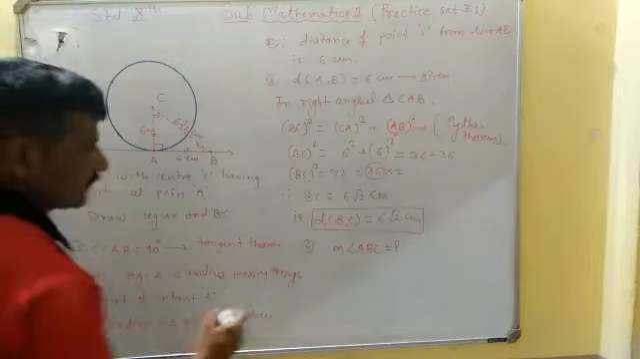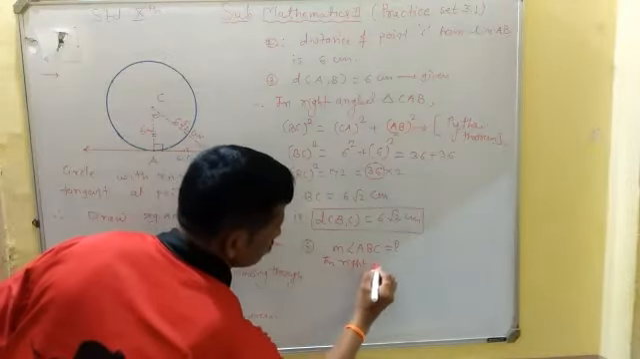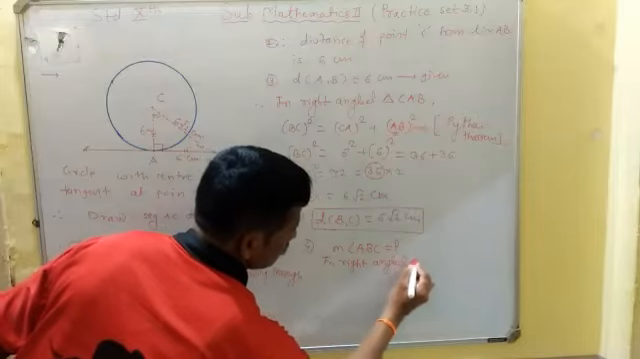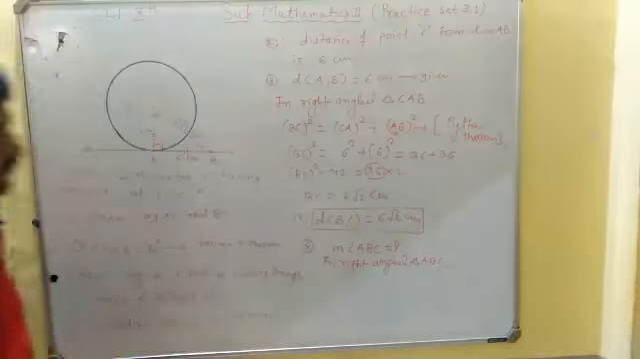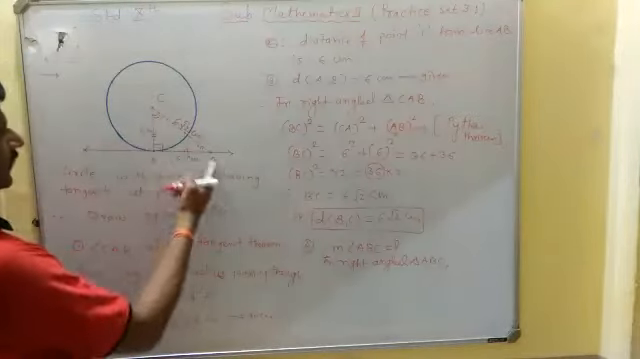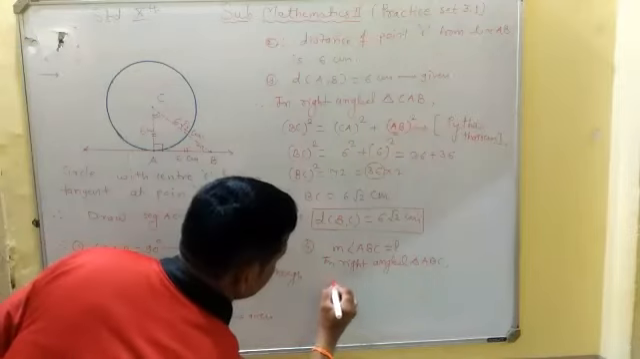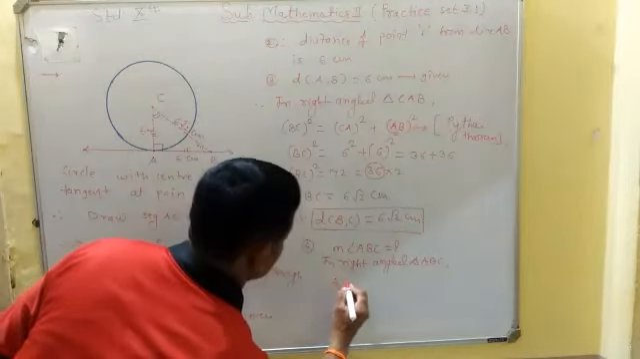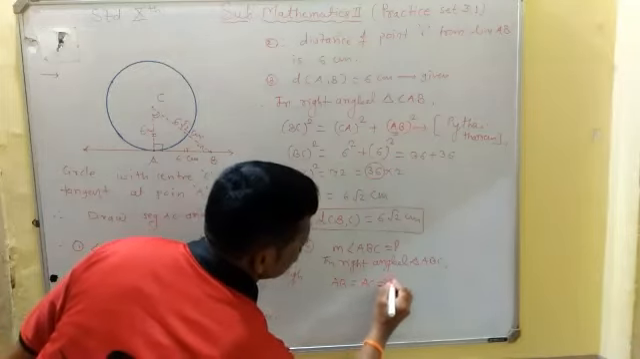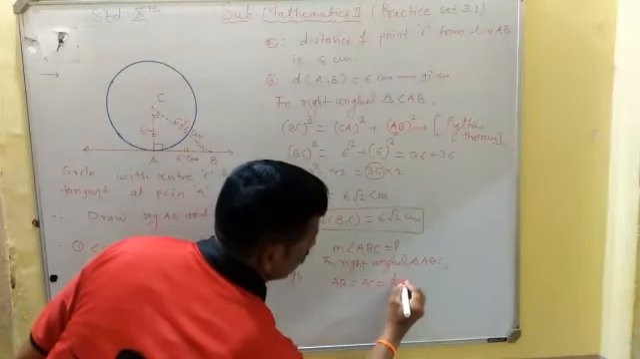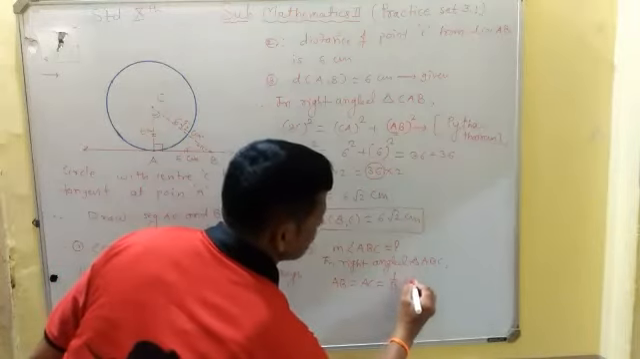In a figure, in a right angle triangle ABC, by observing the right angle triangle ABC, we get side AB is equal to side AC is 1 upon under root 2 times of the hypotenuse BC.